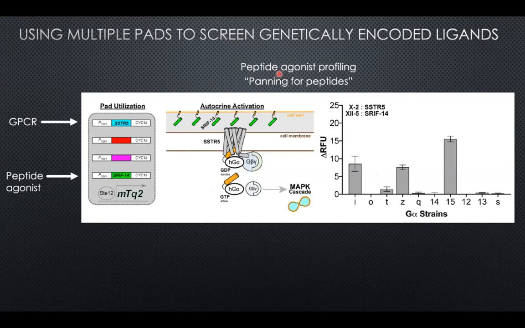Likewise, we also did a genetically encoded experiment where in 1 pad we made a GPCR, which was the somatostatin receptor, and in the other we made its peptide agonist. And sure enough, when you express the peptide agonist from the genome, and we also put a tag on it so it's stuck inside the cell wall, you agonize the somatostatin receptor and get back the response that you would get if you had added exogenous peptide.